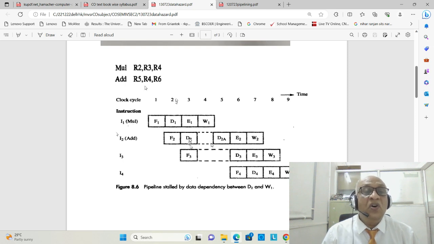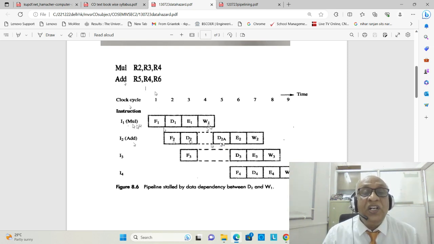This dependency will cause the delay till W1 of instruction 1 of multiplication is completed. Then only D2 decode will be started. That's why D2 is now depicted as D2A. Then E2, then W2 will be performed. As D2 is delayed, why is D2 delayed? Because it is waiting for W1.